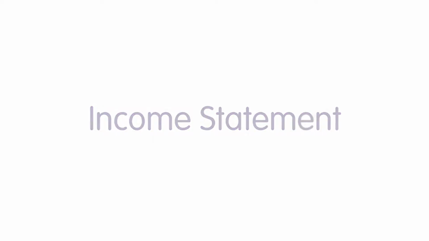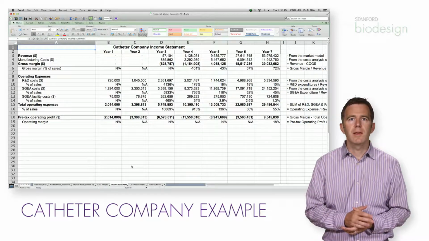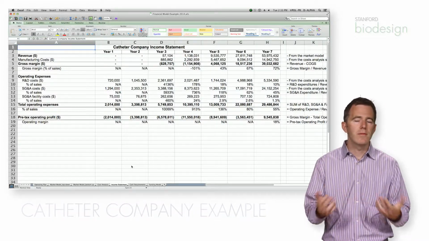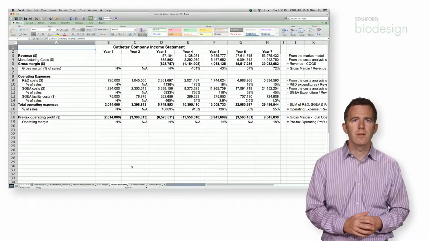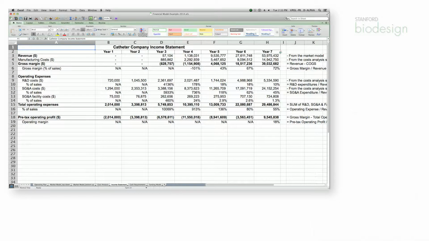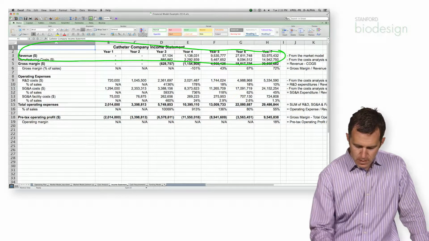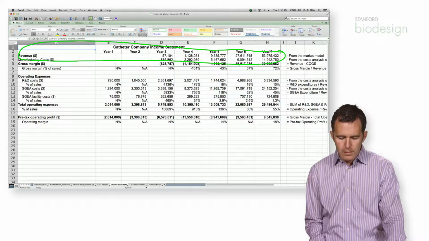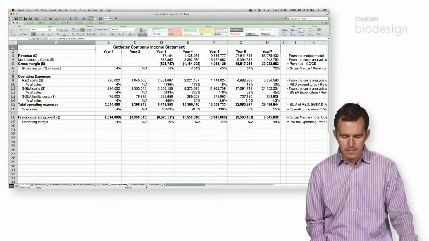So remember, in the very beginning of this presentation, I talked about the income statement. This is the sample income statement that we've built for our catheter company, using all of our assumptions and built all of the different tabs that you've looked at so far. The first line in an income statement is the revenue line. So we pull this information directly from the market model. The market model tells us how much we intend to sell each year.